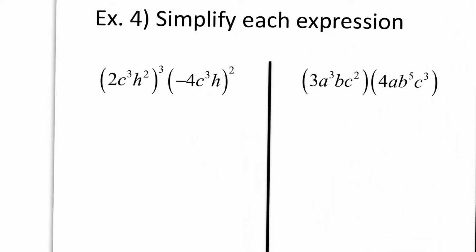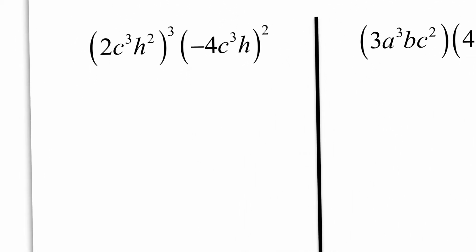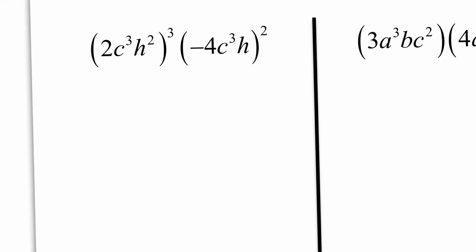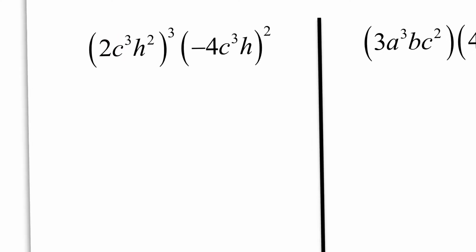So let's look at the first one. We want to simplify the expression 2c cubed h squared to the 3rd power. So I do have parentheses with the cube, and then I have -4c cubed h to the 2nd power. Now, first of all, you guys want to get rid of the parentheses. So the exponent outside, you are going to multiply by the ones inside. Remember the 2 has an exponent of 1. So let me just write that down now.